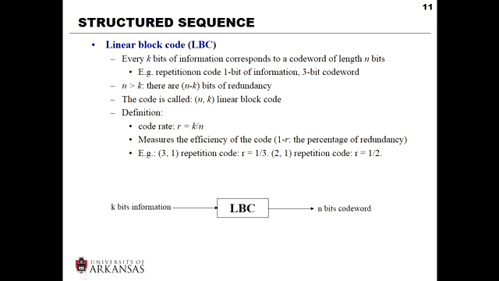So the linear block code can simply be considered as a mapper, right? For any k bits of information input, we will have n bits of code word at output.